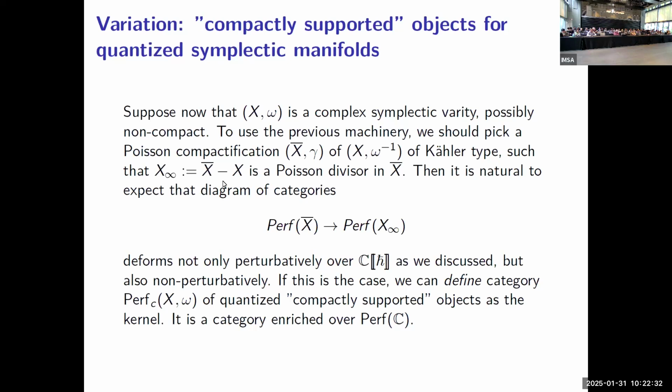is also deformed, not formally, but non-perturbatively in hbar, and you can deform not just two categories, but a functor. And then we can declare what is the category of objects with compact support, imitating what you have in the classical limit or formally close to the classical limit: the kernel of this functor, where restriction is 0. And the category will be finite dimensional over C. But it's a different story, so it's not quantization of a compact variety, but compactly supported objects of some variety.